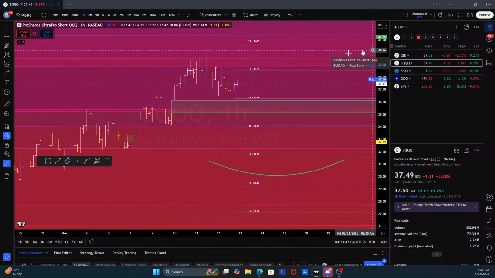So as soon as you see SQQ pump up here, then you can start taking your calls on QQQs, and it's real time. They literally move together.